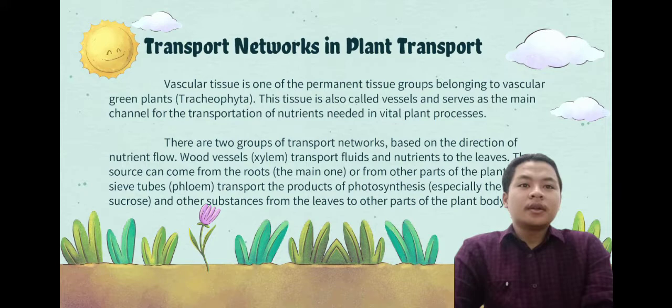The other type, phloem, transports the products of photosynthesis, especially sugars and other substances from the leaves to other parts of the plant body.